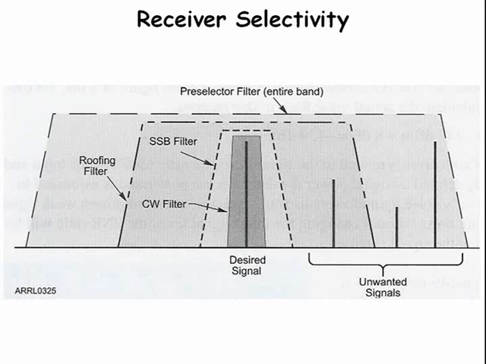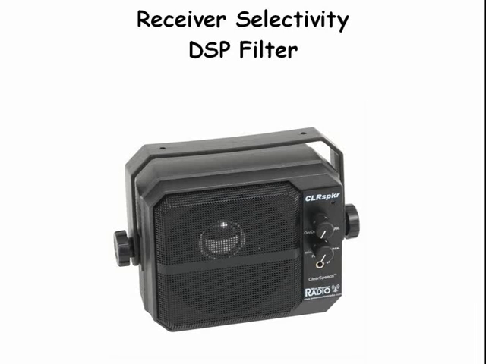Roofing filters are high-performance filters that have a bandwidth wider than that of the widest signal that will be received. Their purpose is to reject as many as possible of strong adjacent signals. Although crystal and mechanical filters have historically been used for this purpose, digital signal processing (DSP) filters are now replacing them. DSP filters built into external speakers are very effective and have become very popular.